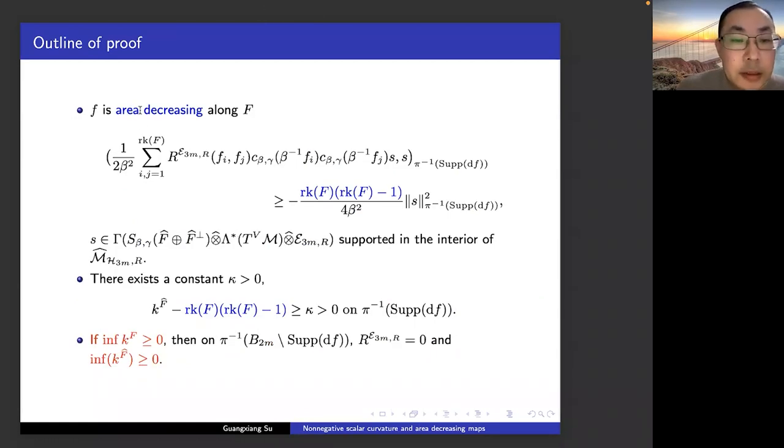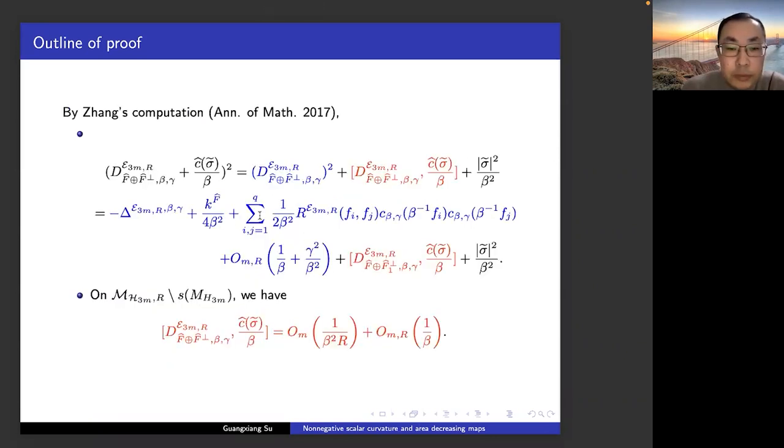Now since f is area decreasing along the foliation, we have this estimate, and the term rank f minus one appeared here. By assumption, the leafwise scalar curvature is greater than rank f times rank f minus one. So we have a positive lower bound of k minus rank f times rank f minus one. Combine these two terms. This term we can control. The d square we can estimate.